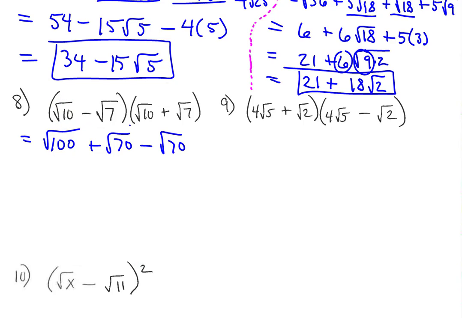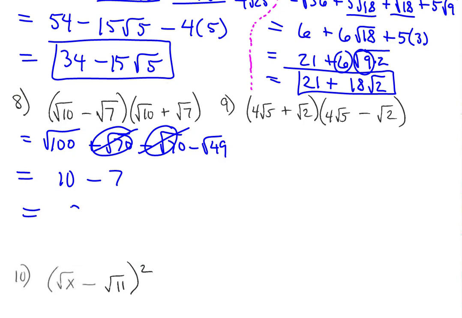Okay, and then last times last would be a minus square root of 49. Okay, and then we can go through and reduce a lot of this. This will be 10 for square root of 100. Then notice we have plus square root of 70 and minus square root of 70. Those would actually cancel each other out. And then at the end we have minus square root of 49, which is just 7. So really this is just a 10 minus 7, or 3.